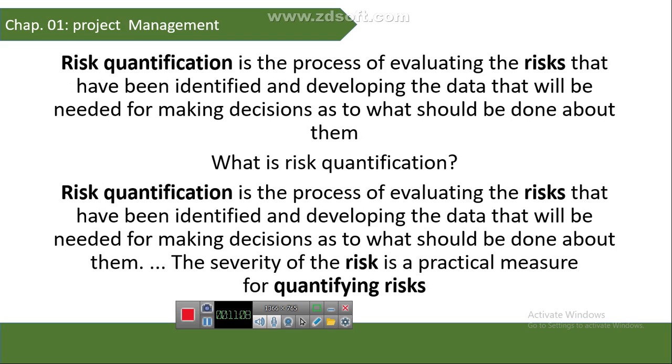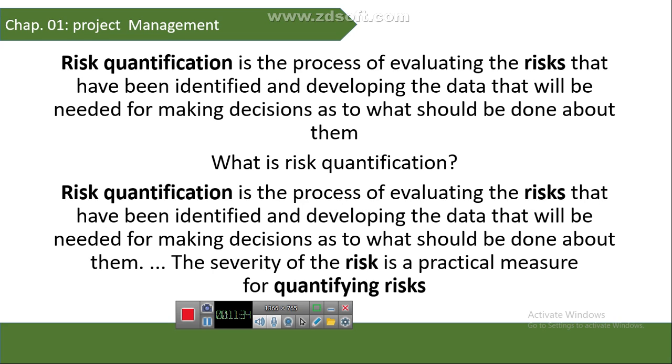Risk quantification is the process of evaluating the risks that have been identified and developing the data that will be needed for making decisions. In quantification of the risk, we will evaluate the risk and develop the data needed for making a decision on what should be done about the risks that we have identified.